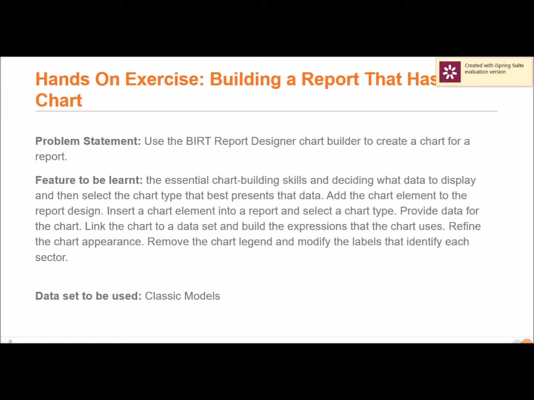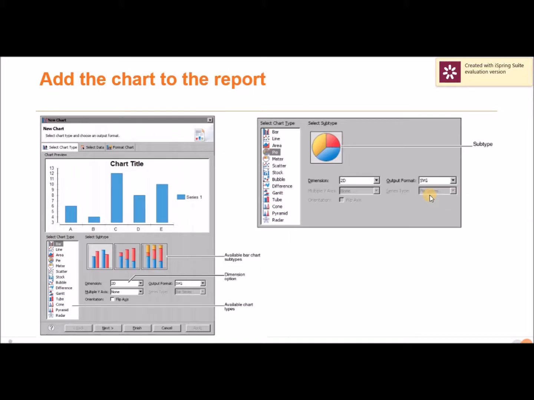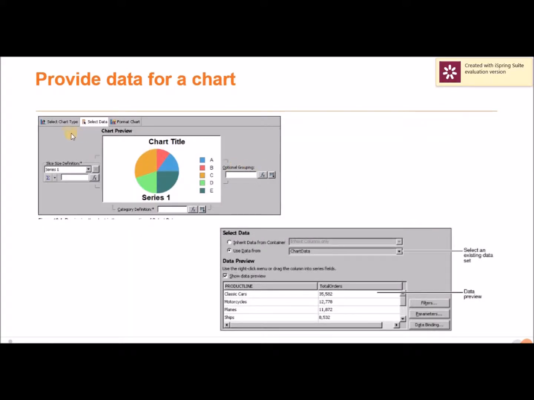Alright, so basically you used Report Designer to create a chart, use classic models, gave you the query, and then you learned essential skills to building a chart. This was your query, you previewed the results, you changed this to total orders, and then you clicked on the chart from the palette and picked pie. And then you click next, took you to select data, and you dragged the total numbers here, and in category definition you put product line, so you just drag these.